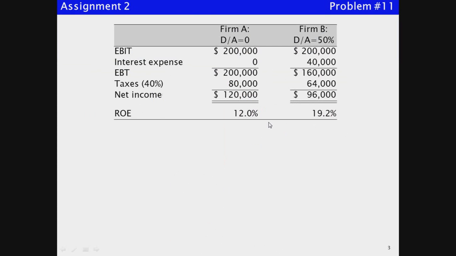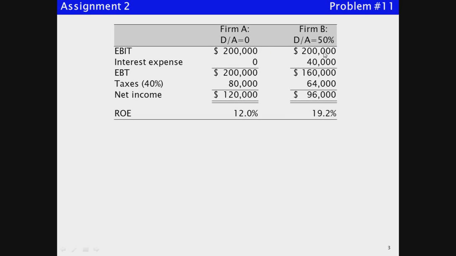Okay, now let's look at the income statement, and then we'll look at ROE for both Firm A and Firm B. Let's look at Firm A first. It has EBIT of $200,000, as will Firm B when we get to it. Has 0 interest expense. Therefore, EBT is $200,000. We were given that both firms have a 40% tax rate, so it would pay $80,000 in taxes and therefore have net income of $120,000. We'll look at the ROE in a second.